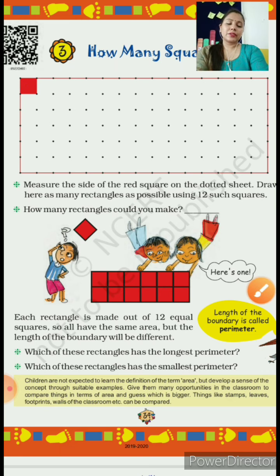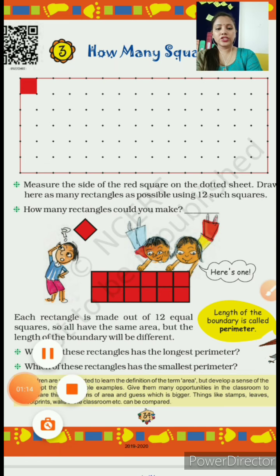So in the previous session I already told you how a square is different from a rectangle, and how we can measure the area and the perimeter of a square and rectangle by using formulas. Now here we will find out the area or perimeter of a square by using the dots. Okay, so let's start from page number 34.